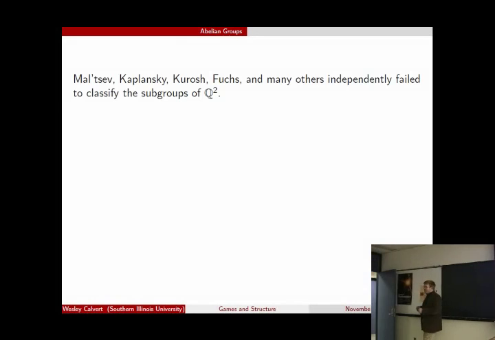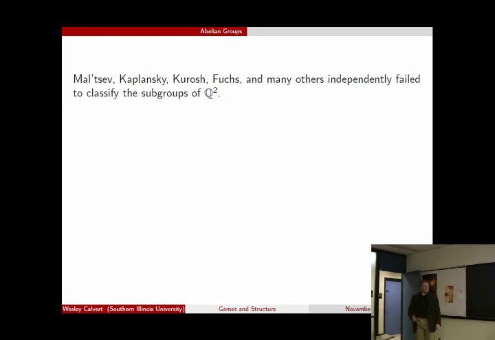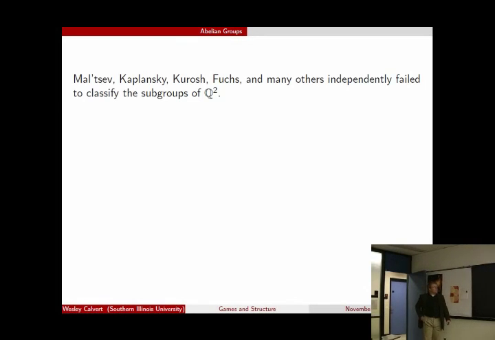So, starting in the 1930s, a lot of really smart people, Maltsev, Irving Kaplansky, Kurosh, Fuchs, a lot of really good people independently failed to classify the rank 2 torsion-free abelian groups.